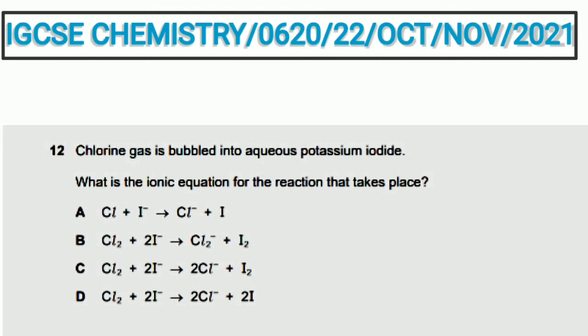Question number 12. Chlorine gas is bubbled into aqueous potassium iodide. What is the ionic equation for the reaction that takes place? Here chlorine is a gas, so it is a molecule, and potassium iodide is in aqueous solution, so ions will be formed. After the reaction, potassium chloride and iodine are formed. So iodine will be a molecule and chloride ions will be in aqueous solution. So option C is the correct answer.